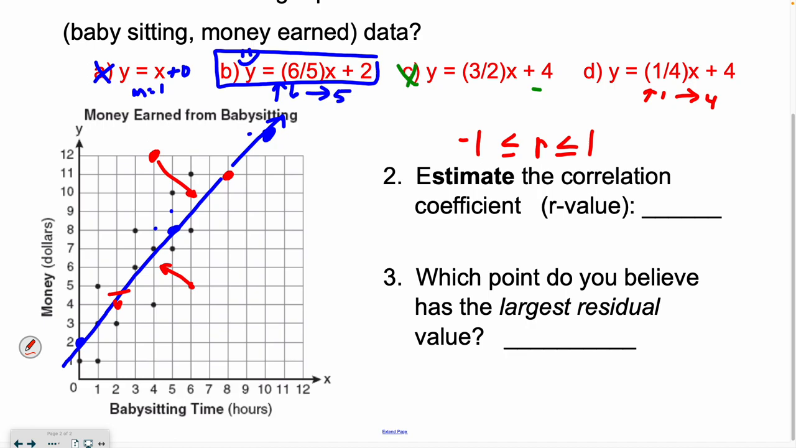0.8? What do you think? Is that close enough? I mean, yeah, 0.8, I would say, approximately. All right, because that's a pretty good fit. Not too shabby, if I do say so.